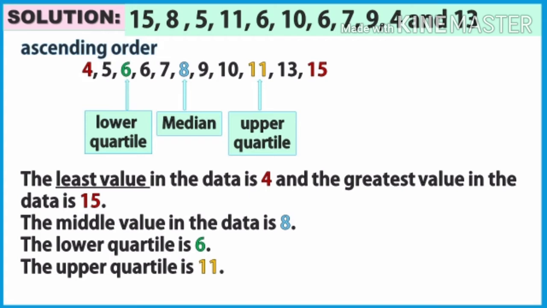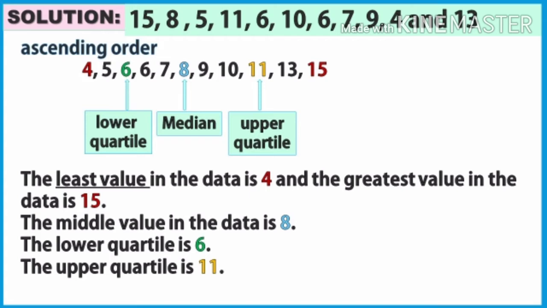Now, let's find the middle value in the data. So, ang middle value is yung pinakagitna ng data. So, magbibilang tayo. Bilangin muna natin kung ilan ang given data natin. Okay, so kung bibilangin natin ang data natin, we have 11. Okay, so sa 11 data na yan, kukunin natin ang pinakagitna. So as you can see, ang pinakagitna dito ay yung 8. So ibig sabihin, yan yung median. The middle value in the data is 8.